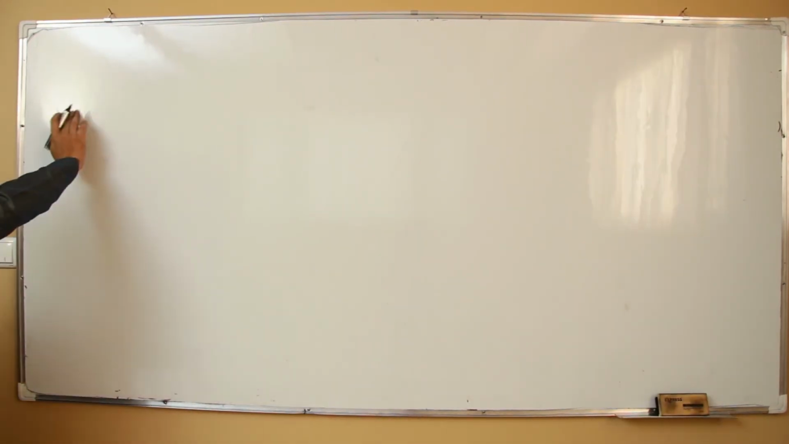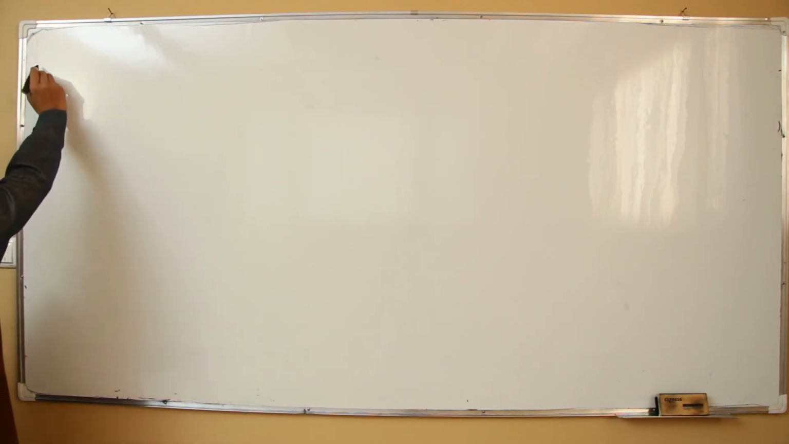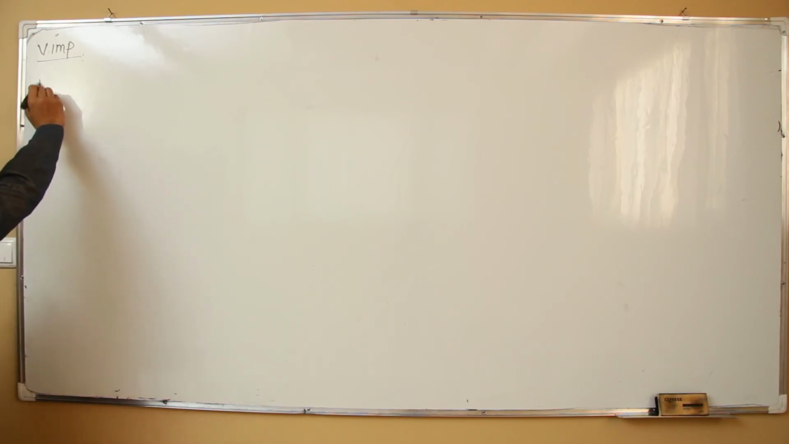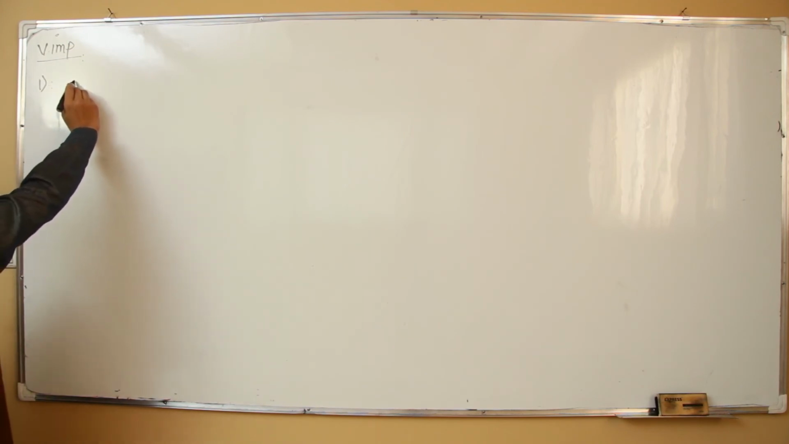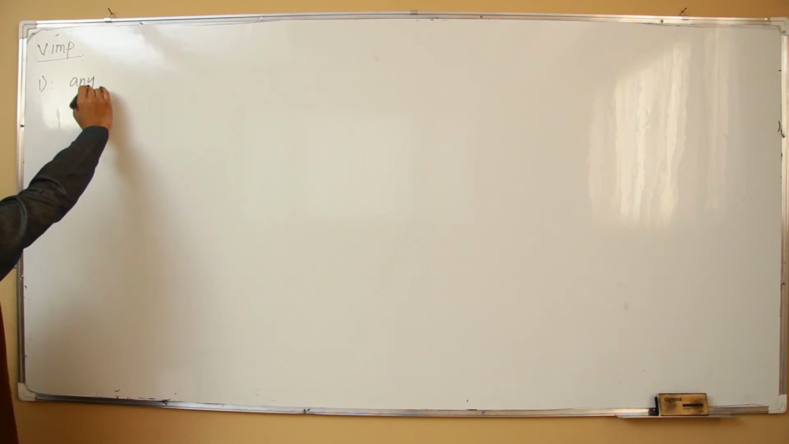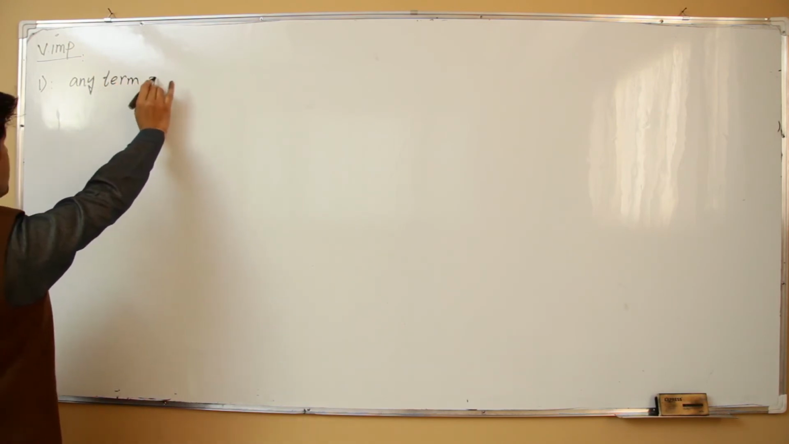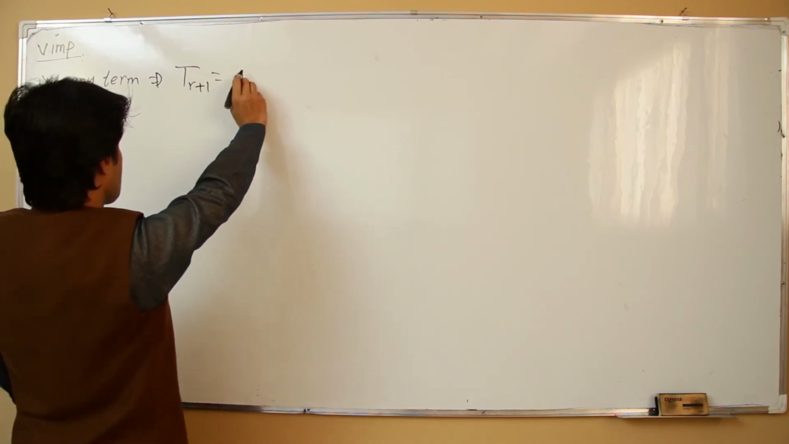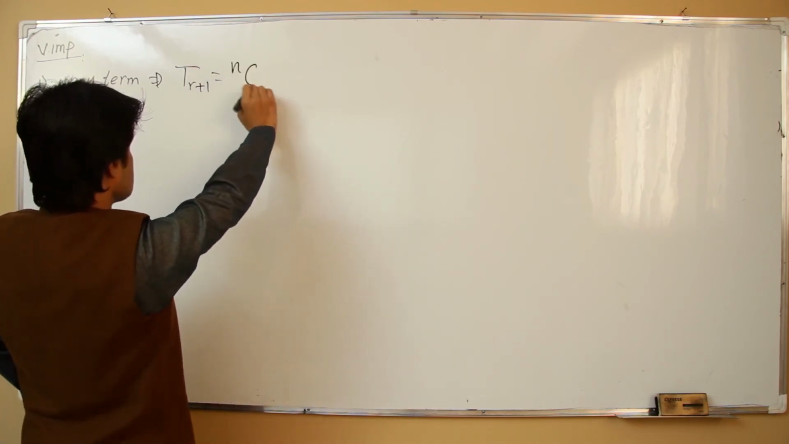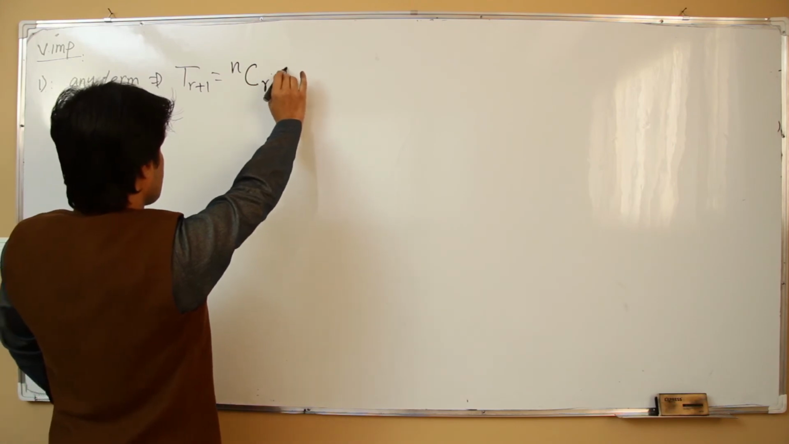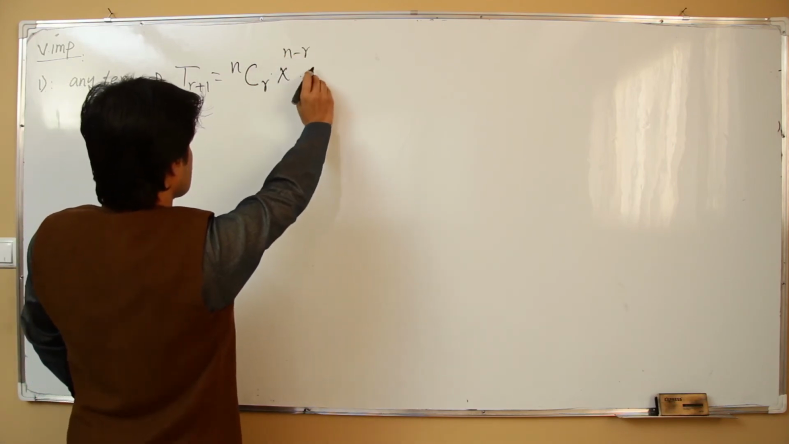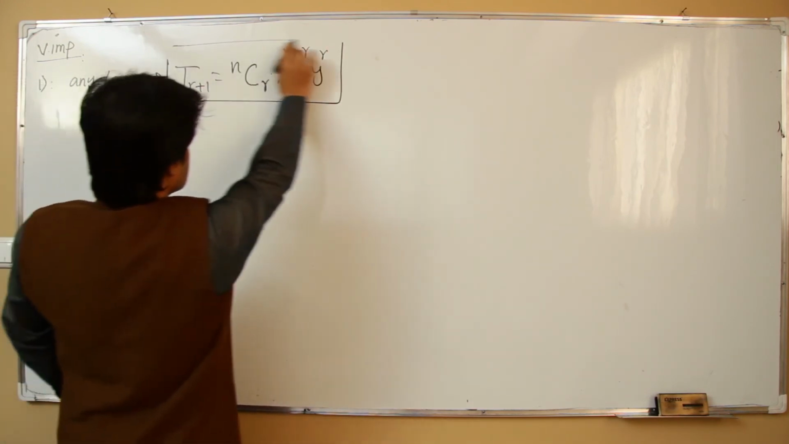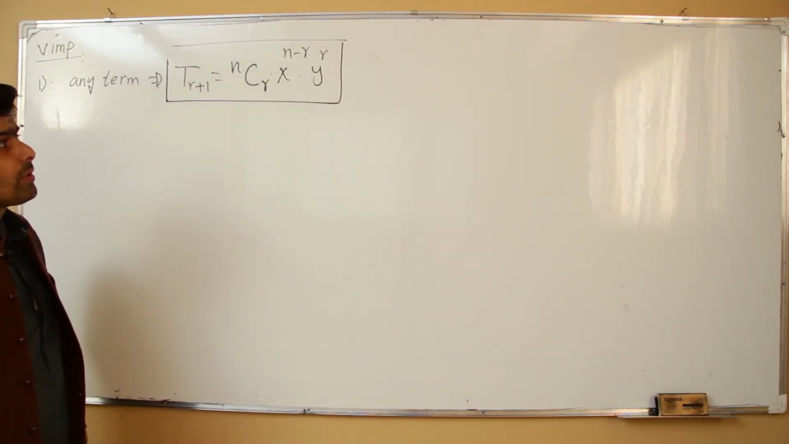Some important points I have to declare, which are very important. First, for defining any term, you can use this formula. T(r plus 1) is nCr x to the power n minus r and y raised to the power r. This formula you can use for any term you have to define.